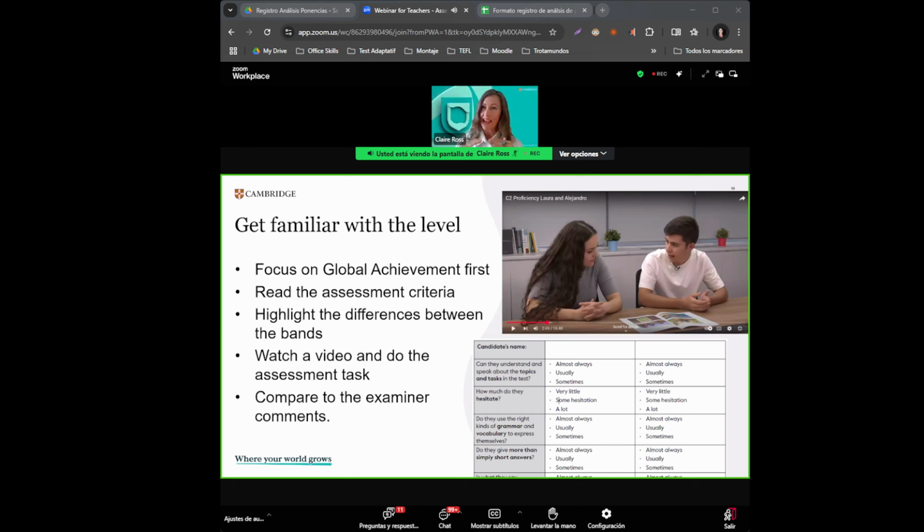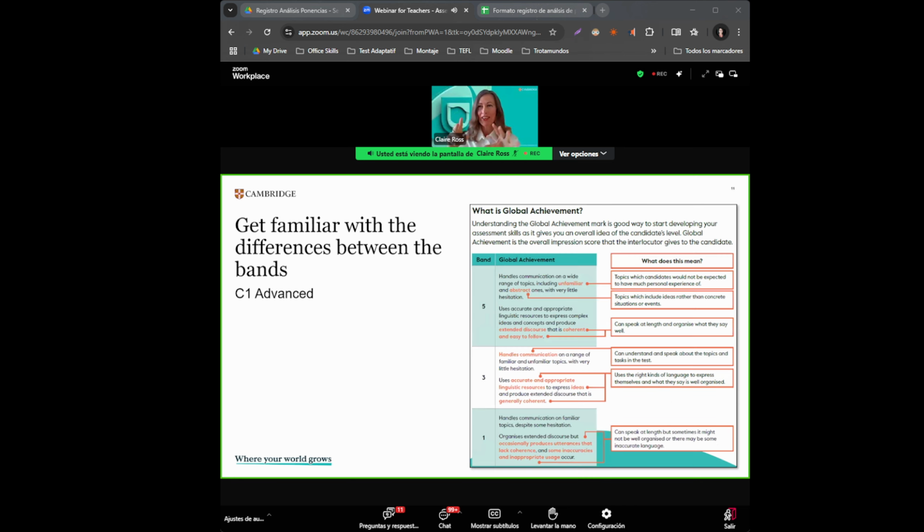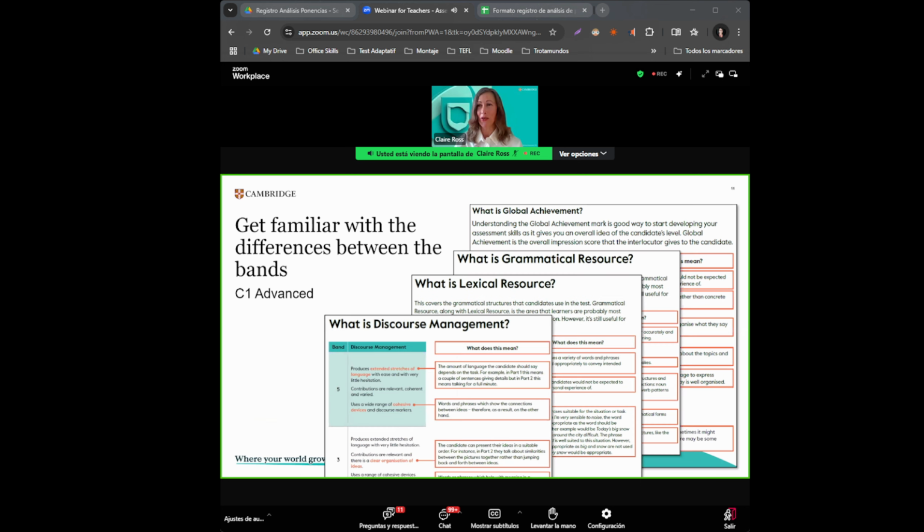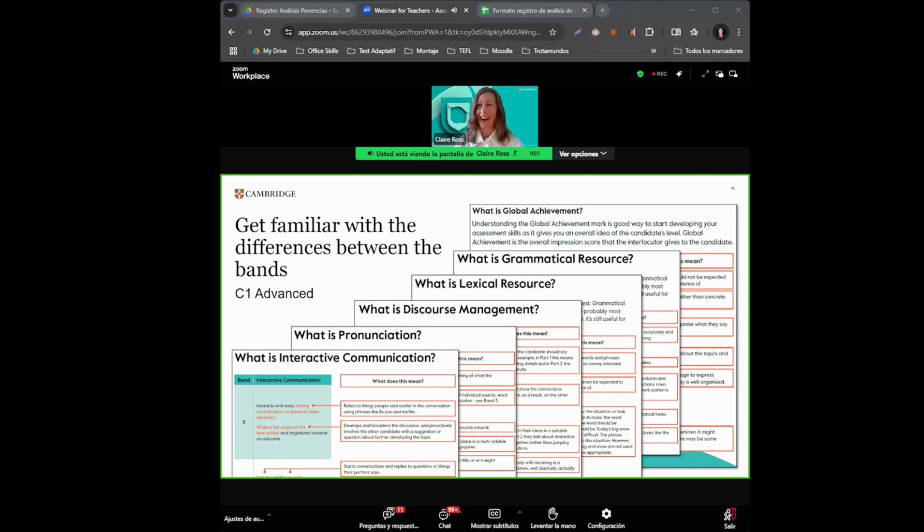And this is a great base for you to start to understand what it looks like to be B2 or to be C1 or to be C2 level. And then you can start thinking about your learners and how does their performance compare. So I've shown you some of the global achievement criteria for C1 Advanced, but you've got this for all of the different criteria as well. So hope this is a helpful part of the guide, looking at the assessment terminology and then getting in plain English what this really means.